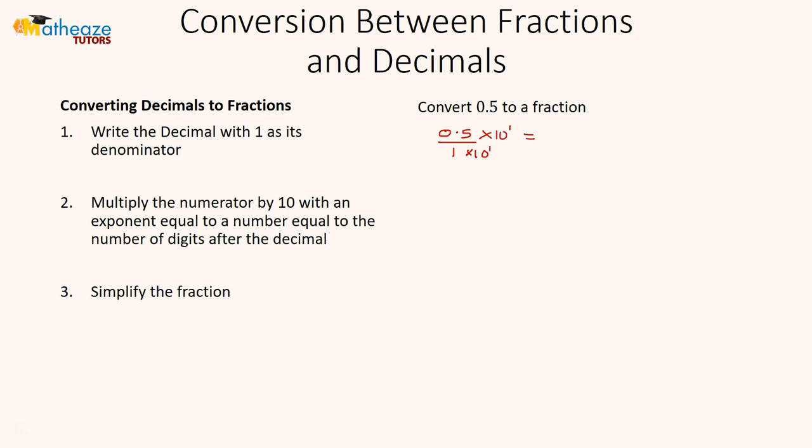The reason for this is that multiplying by a power of 10 equal to the number of decimal places will convert that decimal into a whole number. So this will remove the decimal place and we have 5 divided by 1 times 10, which is 10. Now you're going to simplify this fraction. Divide by 5, 1, divide by 5, 2. So this is going to be 1 over 2.